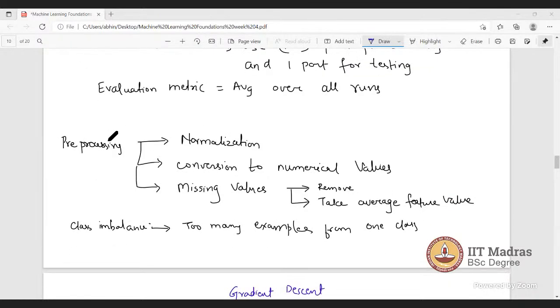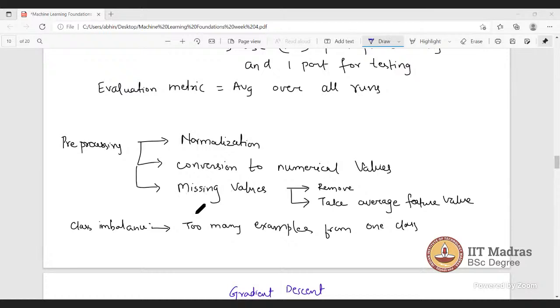Next thing is pre-processing. There are different things which are covered in week 1, like normalization. So basically you are scaling all the features between 0 and 1. That is what we call normalization. Then conversion to numeric values. For example, there is an image. What we basically do is break the image into pixels. While doing that, what we are exactly doing is converting the image into numbers.